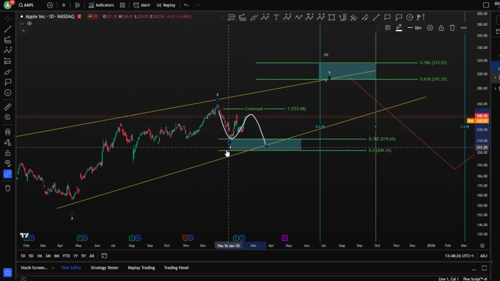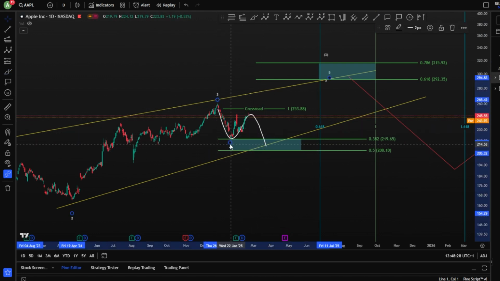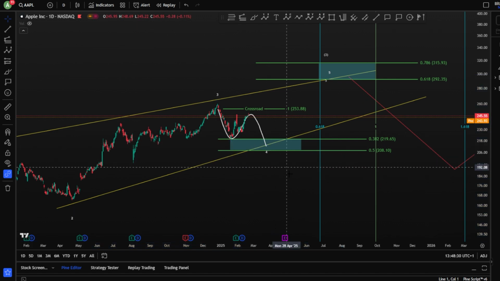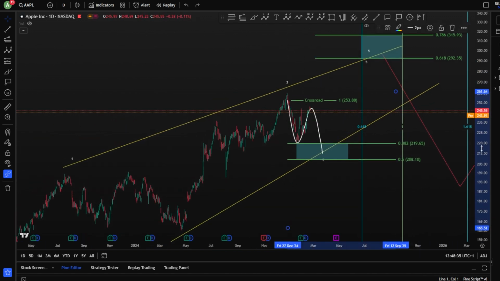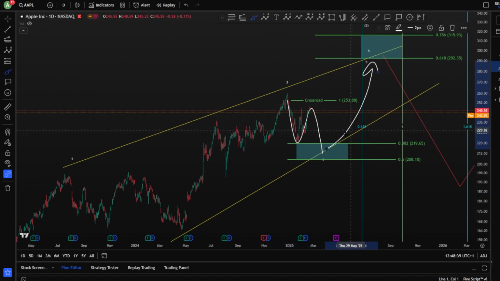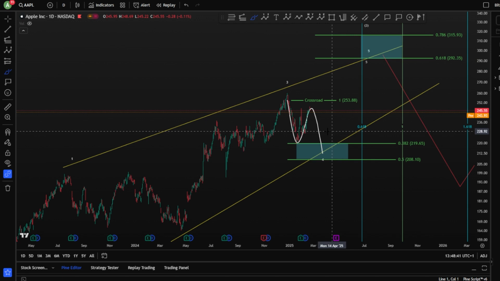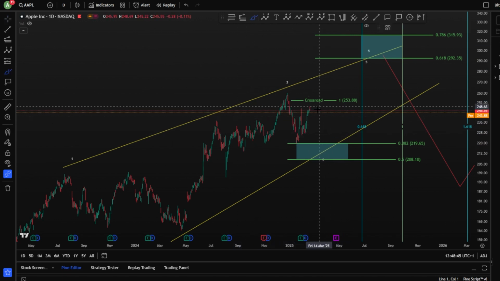In case of a bearish scenario here, you are looking still for a wave 4 in a bigger time, where your wave 4 can still range a little bit, until it hits the 0.5, $208, and then moving higher again for a wave 5. So these are the highest possibilities between bullish and bearish scenario.